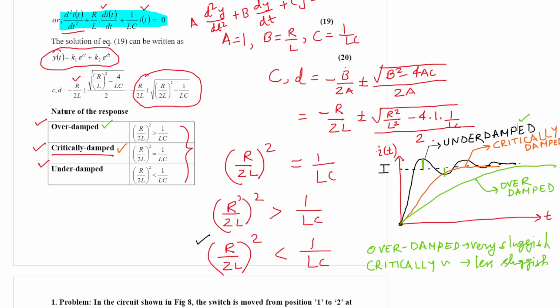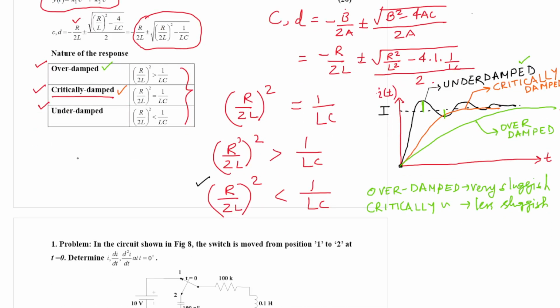Most of the times our system, by virtue of system elements, is underdamped in nature. We will follow this type of nature in different applications of electrical engineering. So this is the meaning of overdamped, critically damped, and underdamped. We will observe these three types of response.